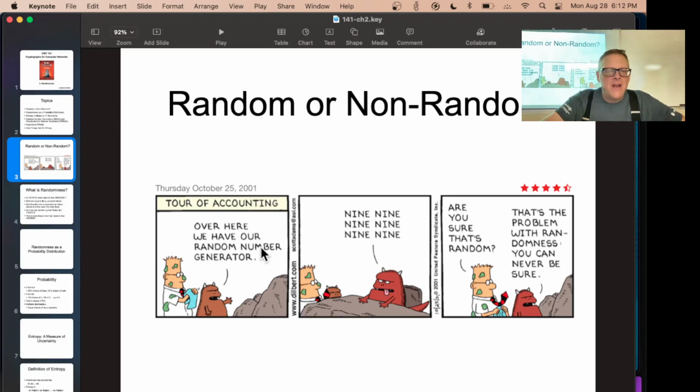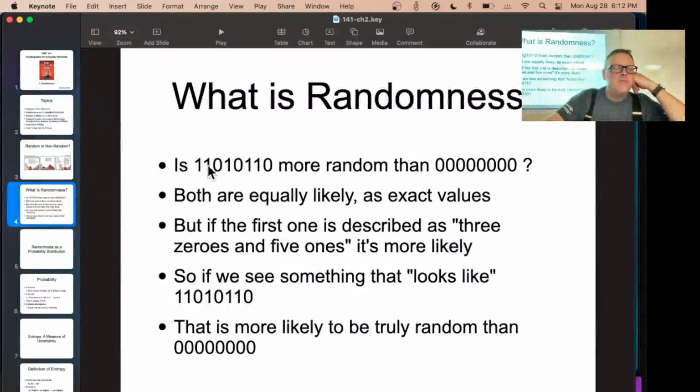Here's an old Dilbert about it, where you have a random number generator. It just gives you 9 6 times. So is that random or not? Well, how do you know? You really don't know. That could happen. So exactly what test would convince you something is random? It's not easy, and most people would say this is more random than that.